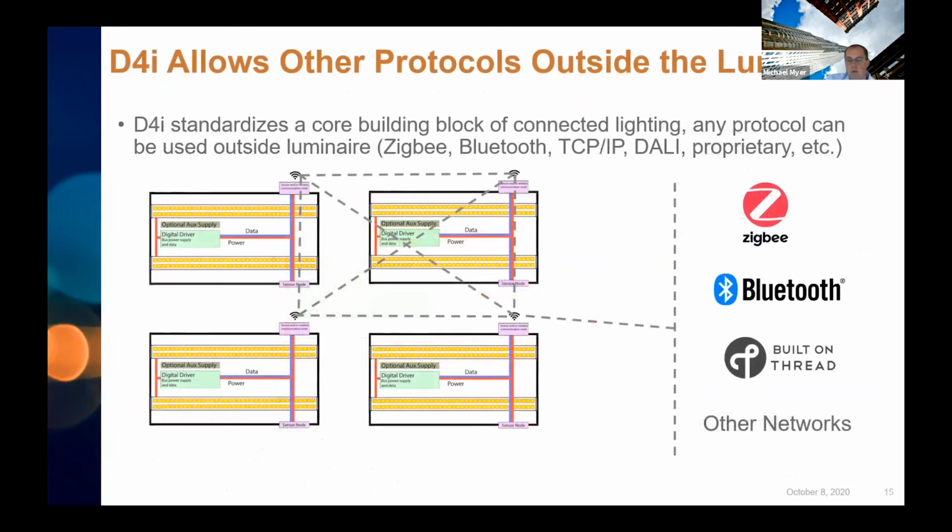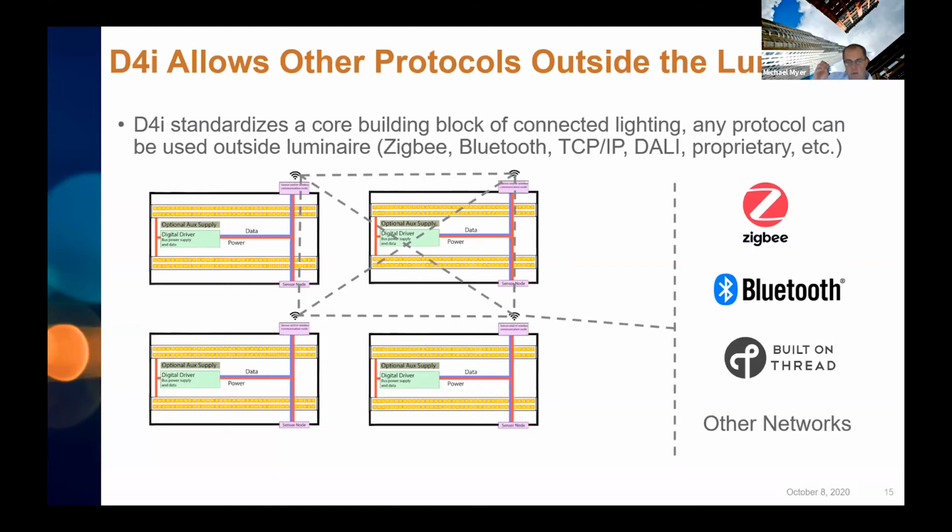The advantage of the way the challenge is modeled, as well as the way the D4I protocol works, is that we are focusing on the standardization within the luminaire. And by focusing only there, you are free as a building owner to use any communication protocol to talk to your light fixture. Why that matters is that some buildings might be using a Zigbee protocol, another may use a Bluetooth protocol, and they've already formed relationships.